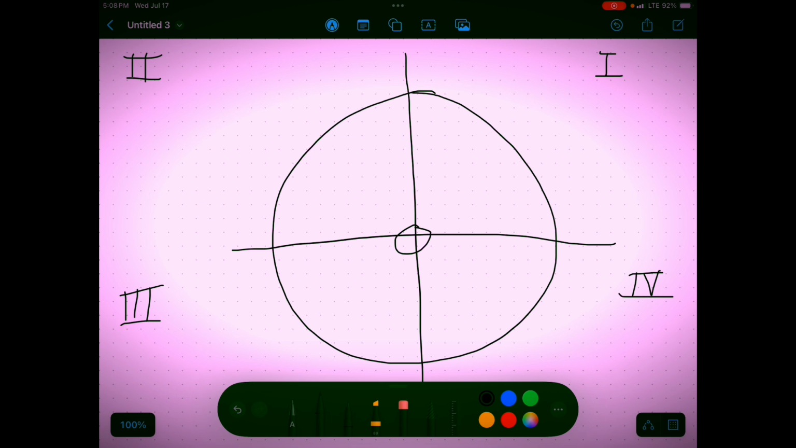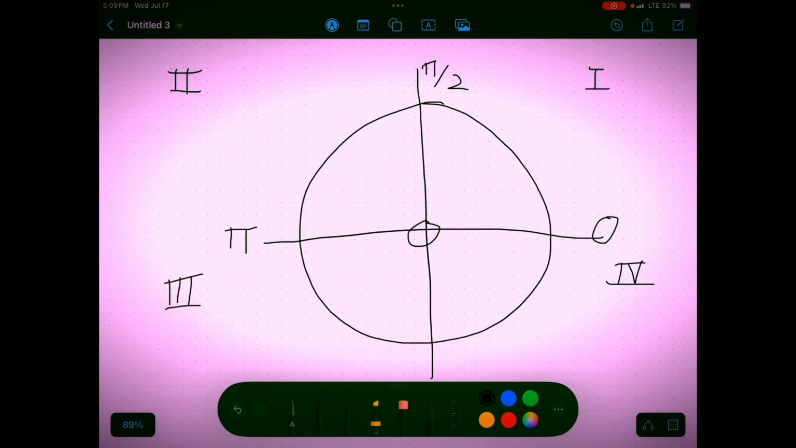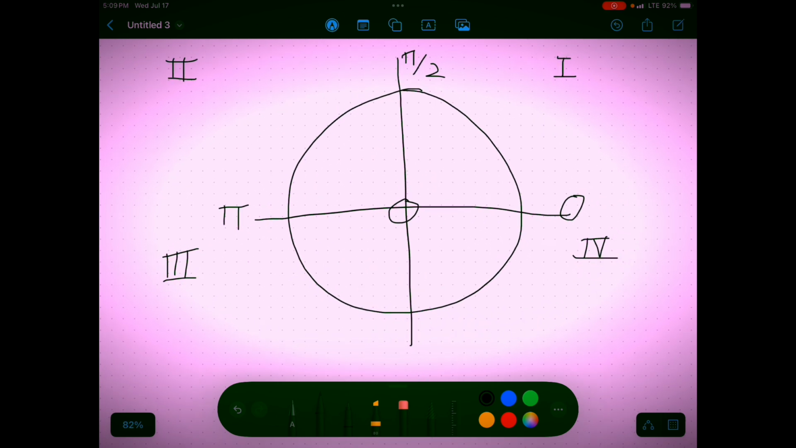We have 0. We have 90 degrees, which I'm going to call pi over 2, because I think radians are cooler than degrees. And then we have pi. We have down here, I don't have a ton of space. I can zoom out a little bit though. There we go. Down here we have 3 pi over 2, which is the same as 270 degrees. And then when we get back to 0, that's also the same as 2 pi. I'm not going to write that in.